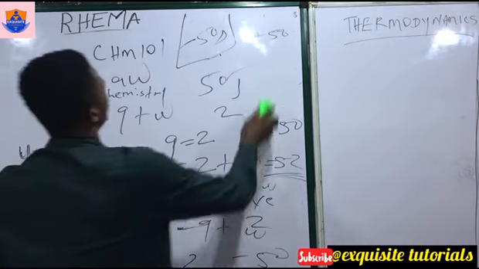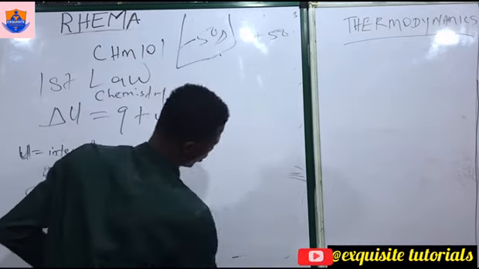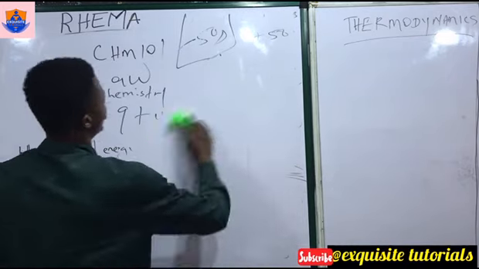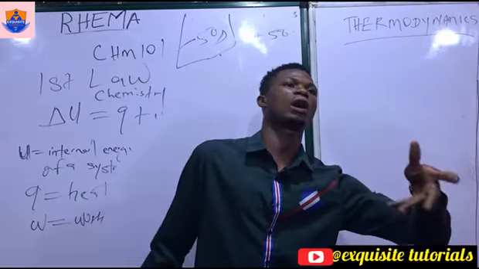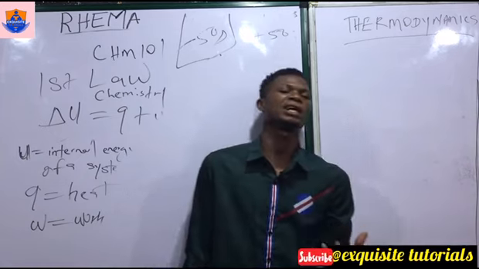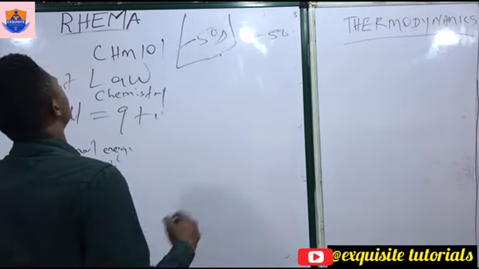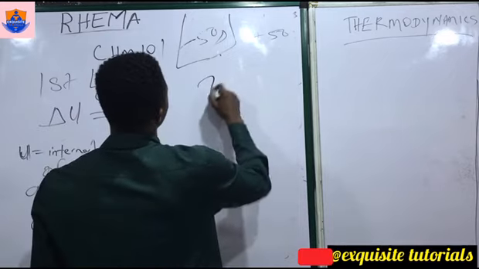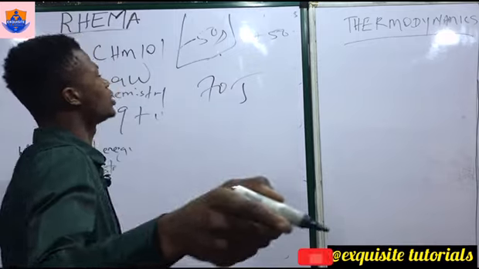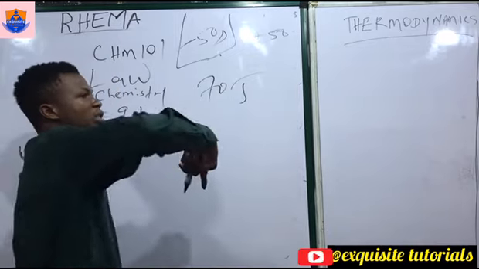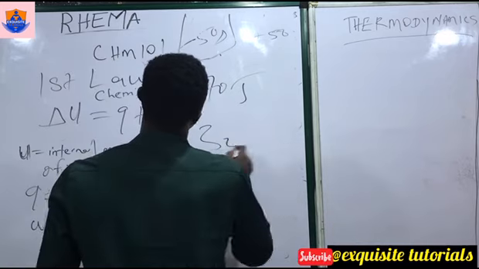Okay, can we take one more example before we are done with the first law of thermodynamics? Let's say, for example, they said calculate the work done. Now the internal energy of a system is 70 joules. What is the work done on the system if the heat applied on the system is 30?